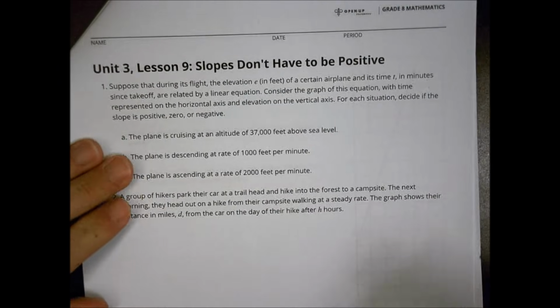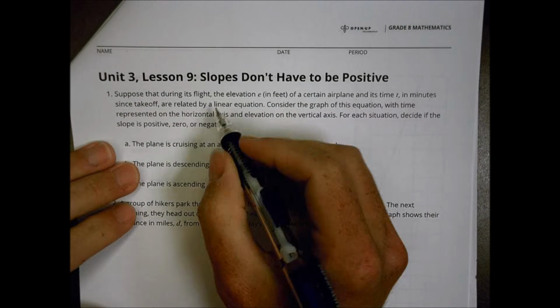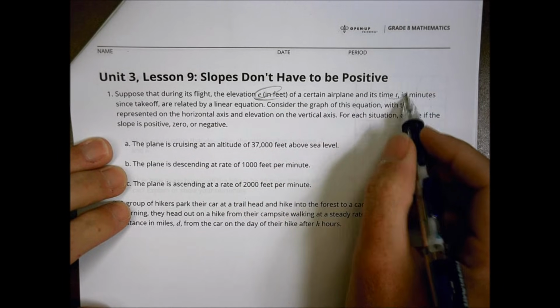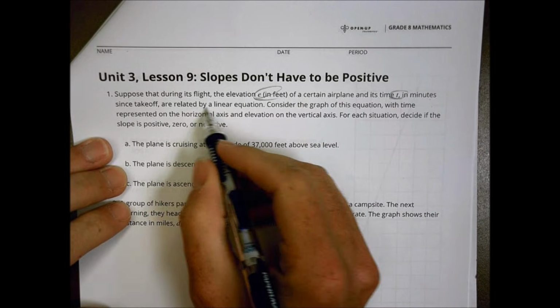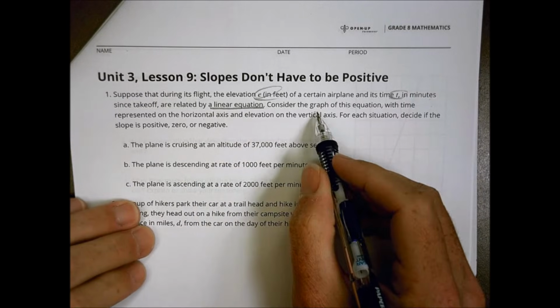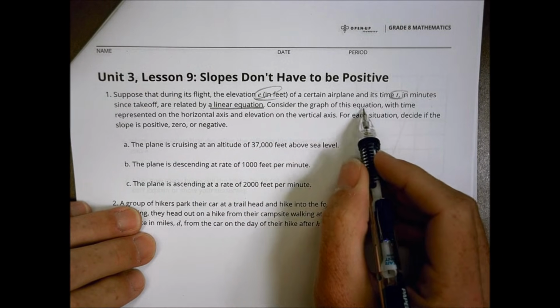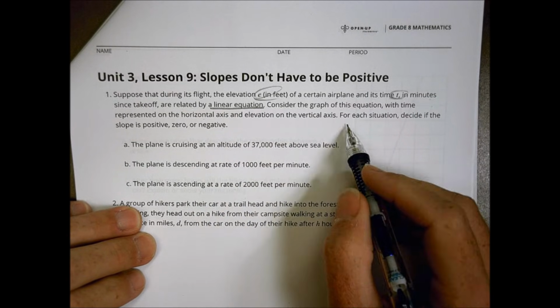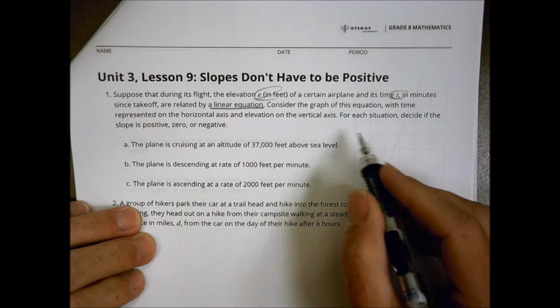Number 1. Suppose that during its flight, the elevation, E, in feet of a certain airplane and its time, T, in minutes since takeoff, are related by a linear equation. Consider the graph of this equation with time on the horizontal and elevation on the vertical. For each situation, decide if the slope is positive, negative, or 0.